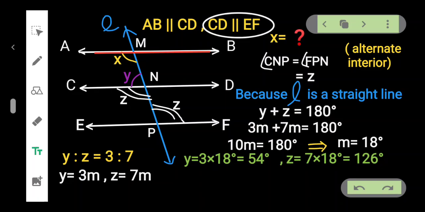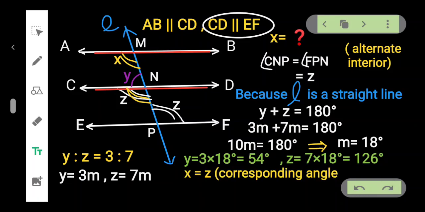But we have to find X. Then what is X? Again see, AB and CD are two parallel lines and X and Z are corresponding angles. This X and Z are also equal. Therefore X must be equal to Z. Therefore X must be equal to 126 degrees. This is our required answer.